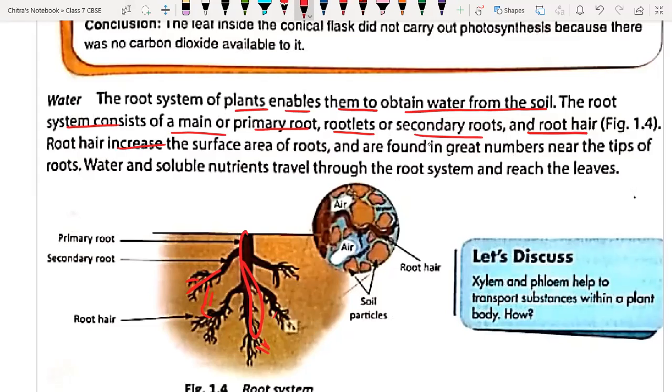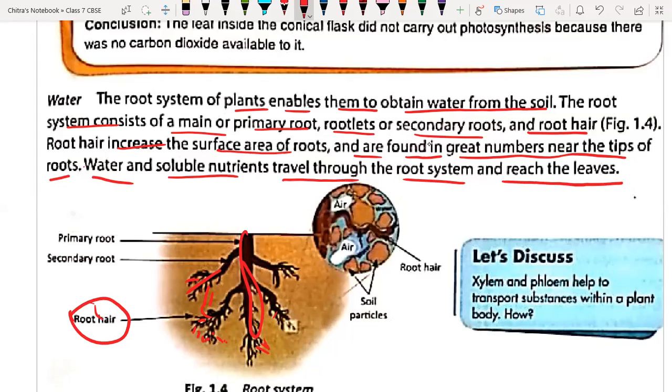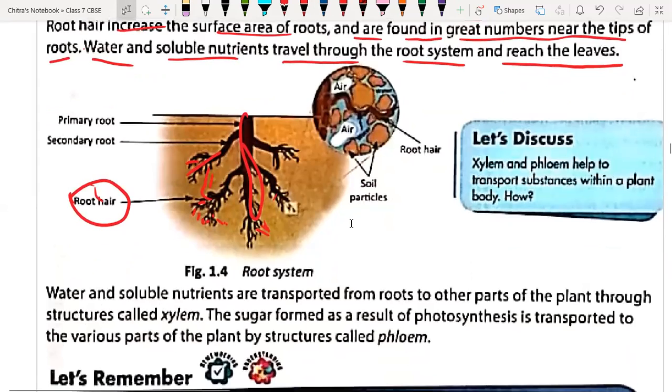Root hairs increase the surface area of the root in order to absorb more water and are found in great number near the tip of the roots. So on the tip they contain many root hairs. As you can see, this is the root hair, and on the tip they are large in number, so that they can increase the surface area for more water absorption. Water and soluble nutrients travel through the root system and reach the leaf to be used in the photosynthesis process. So see here we have the structure of the root system.